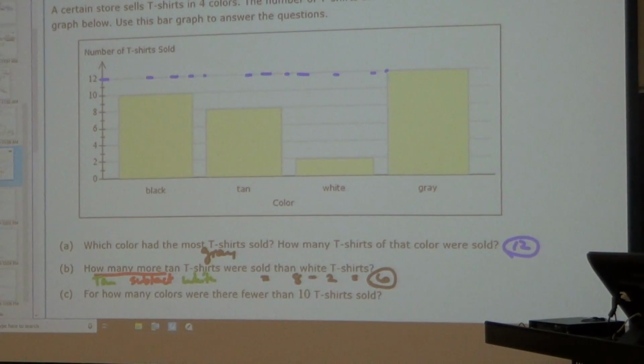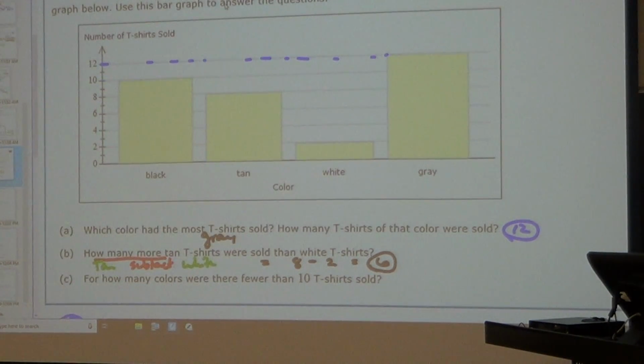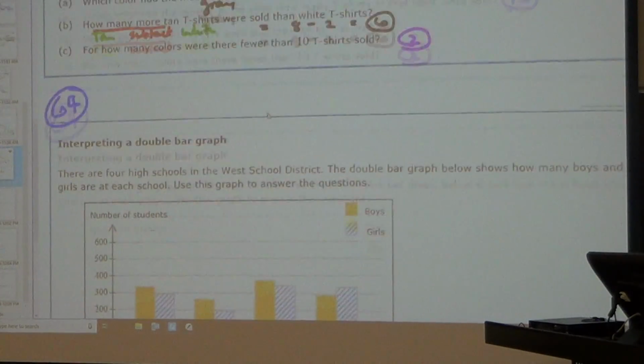How many colors were fewer than 10? 2. This one was fewer than 10 and this one was fewer than 10. They didn't say 10 or fewer. They said less than 10, not 10 or less. They said less than 10. You've got to be careful when you read.